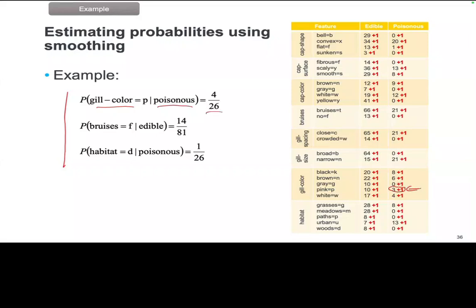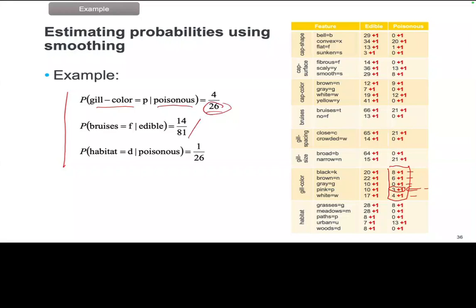And we have to consider, under the condition poisonous, how many are pink? So we have to add here the 9 plus 7 is 16, plus 1 is 17, plus 4 is 21, plus 5 is 26. So the 26 comes from this new count of attribute values.